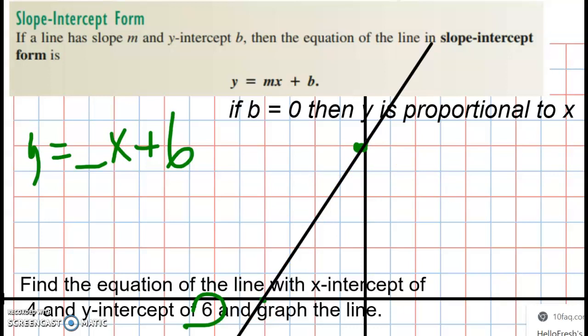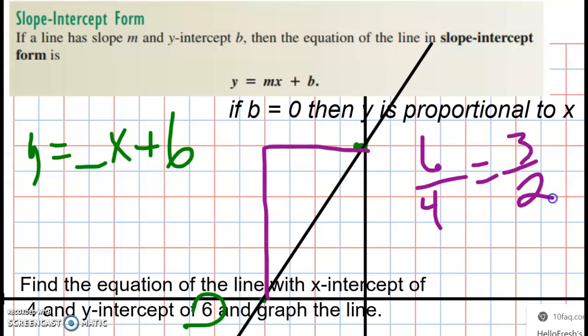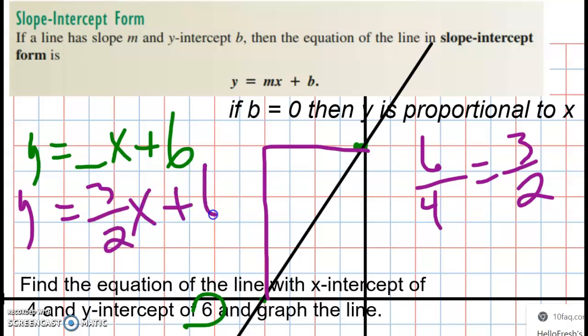Okay, some of you might say, hey, why don't you count rise over run? I go up 1, 2, 3, 4, 5, 6 over 1, 2, 3, 4. Looks like my slope is 6 over 4, which I would reduce to 3/2. So now I can say, oh, I wrote the equation: y equals 3/2 x plus 6.